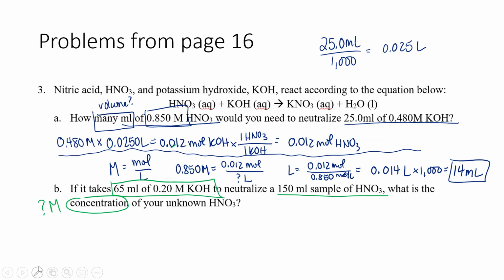So I'm going to take my molarity times volume to find moles. All right, so my molarity is 0.2, and my volume is 0.065. I got to convert my milliliters into liters. Okay, so 0.2 times 0.065, I end up with 0.013 moles of KOH. So that's how much KOH reacted in this scenario. And I'm trying to find something about HNO3.